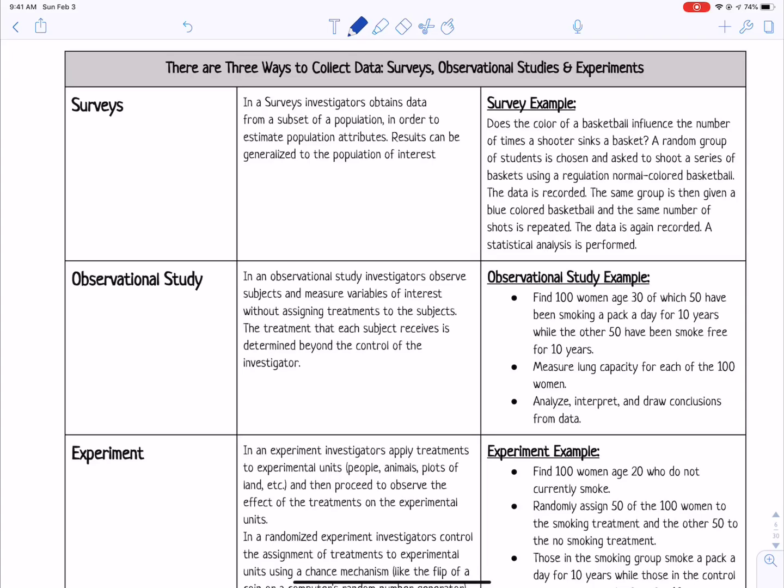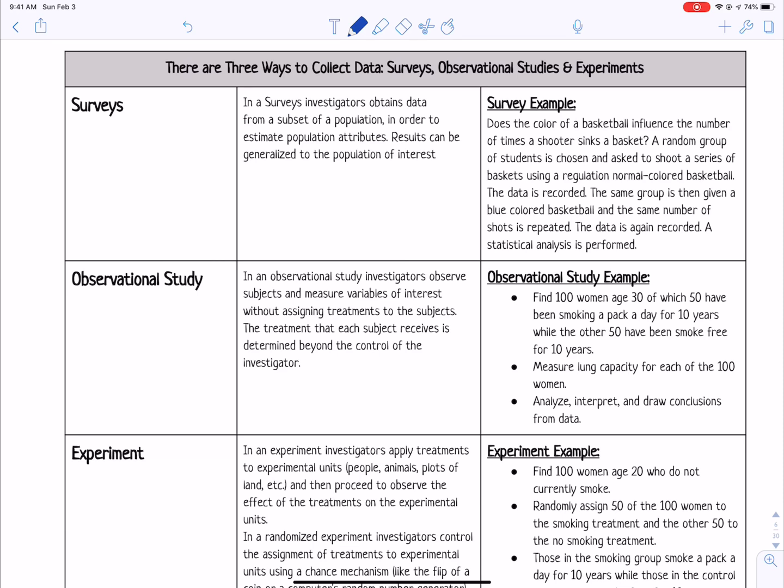Talk about the difference in collecting data. There are three main ways we collect data: surveys, observational studies, and experiments. So with surveys, in a survey, investigators obtain data from a subset of a population in order to estimate population attributes. Results can be generalized to the population of interest.